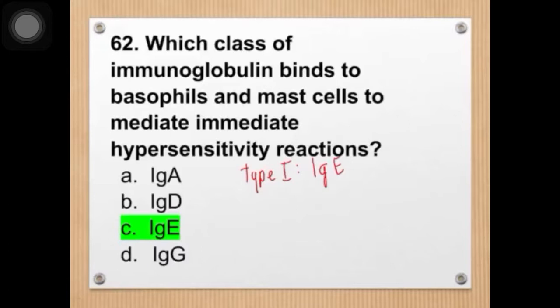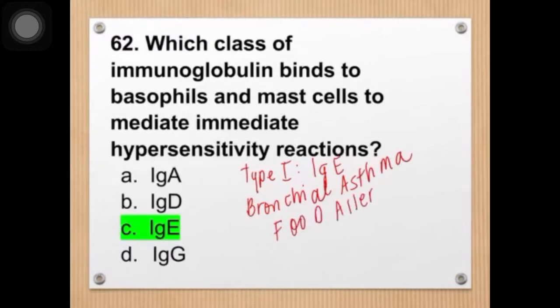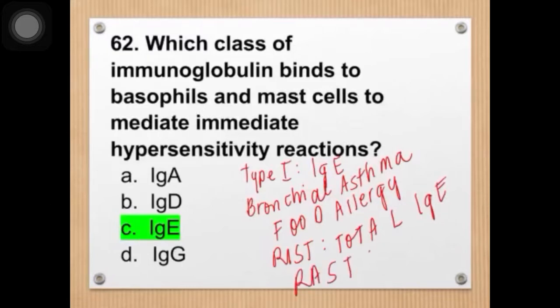Bronchial asthma, food allergy. So pag tinanong po tayo, ano pong immune mediator in bronchial asthma, food allergy? IgE. Huwag pong kakalimutan, kapag na-mention yung RIST, radioimmunosorbent test, this is for measurement of total IgE, and RAST for measurement of allergen or antigen specific IgE. Correct answer number 62, letter C po.